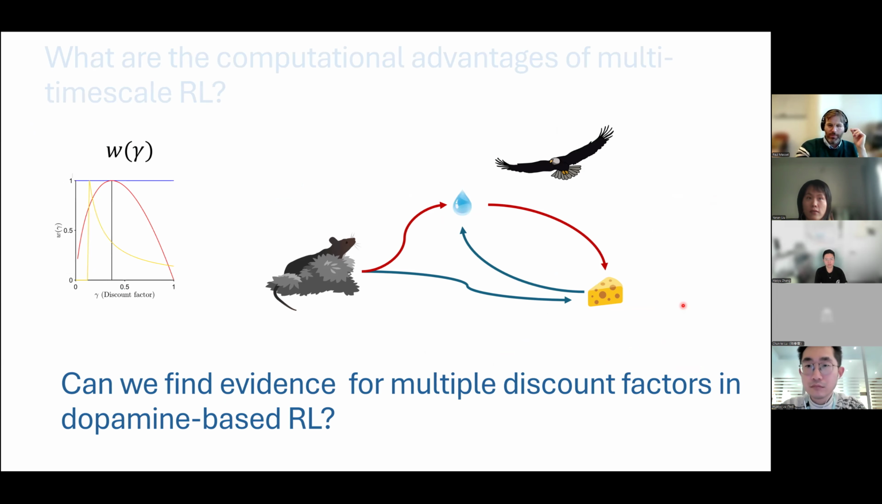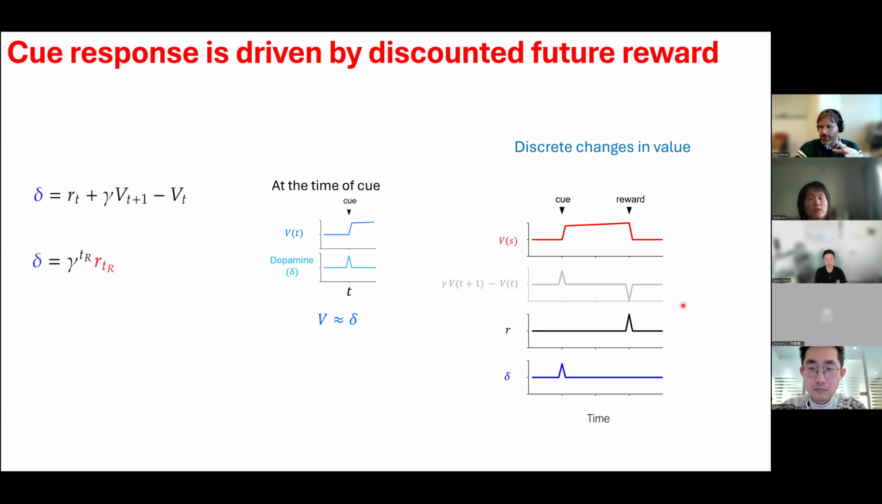So now we're going to go a bit more into dopamine and how we can identify this sort of diversity of discount factor in the dopamine neurons. So here what we do is measure this cue response that we talked about. And the cue response is actually driven by the discounted future reward, right? So if you have a discrete change in value, the cue sort of increases the value suddenly at the time of the cue.